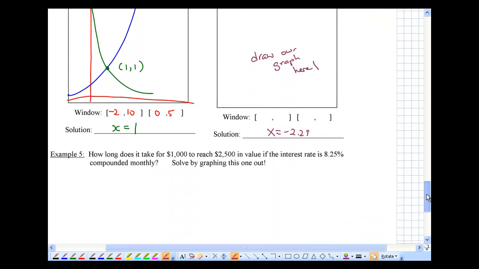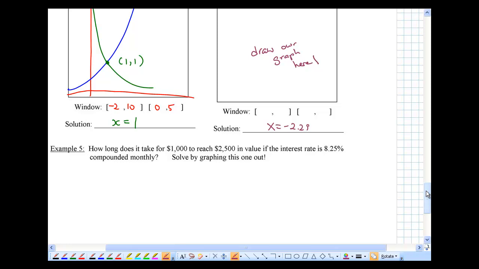Alright, and we're going to do one more question. This time we're going to ask you to solve it using the graph, because I believe you cannot find the same base. Once again, one of these compound interest type of questions. So how long does it take for $1,000 to reach 2,500 in value if the interest rate is 8.25%, and in this case, compounded monthly? If you don't remember that formula, go back and think about it, or go back to your section 7.1 notes.